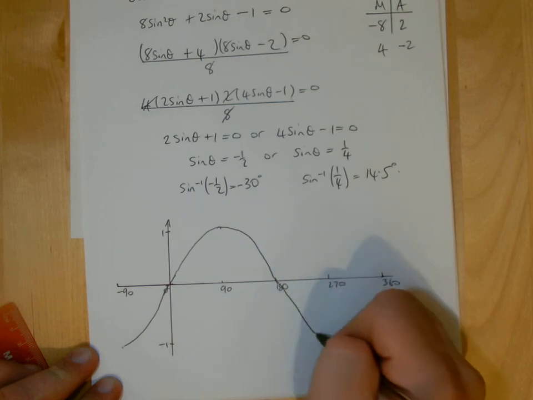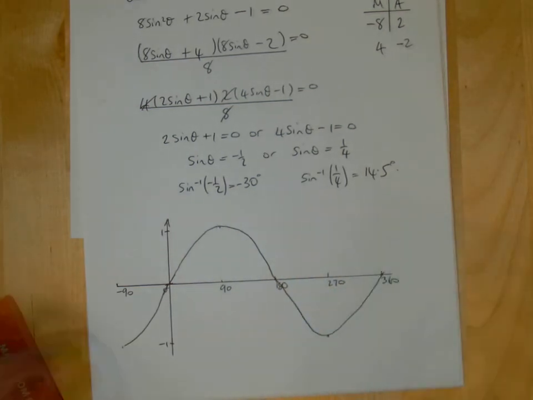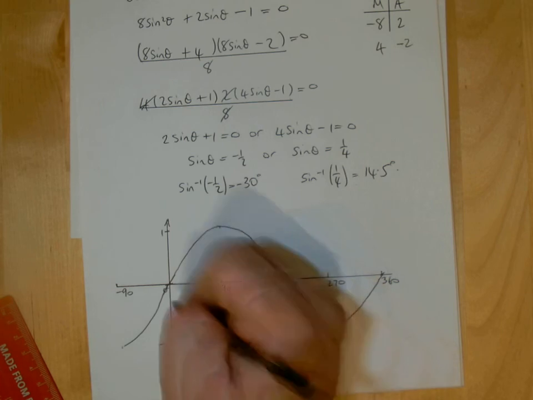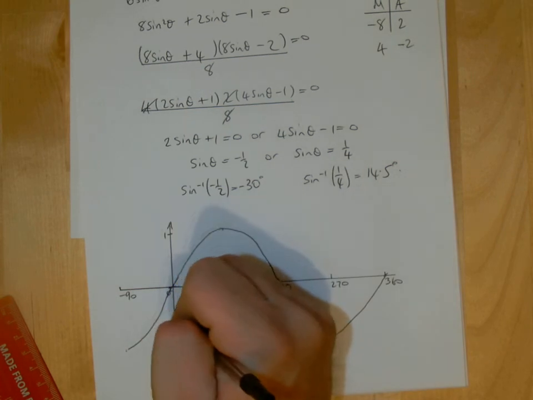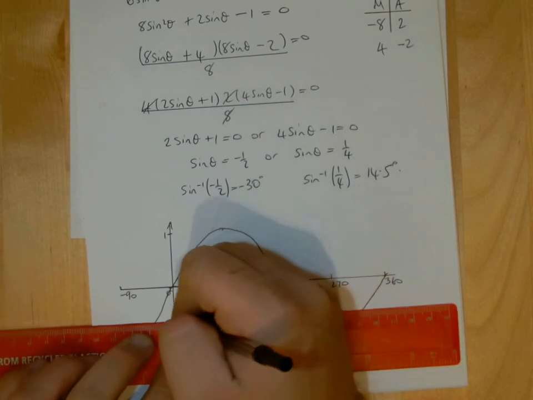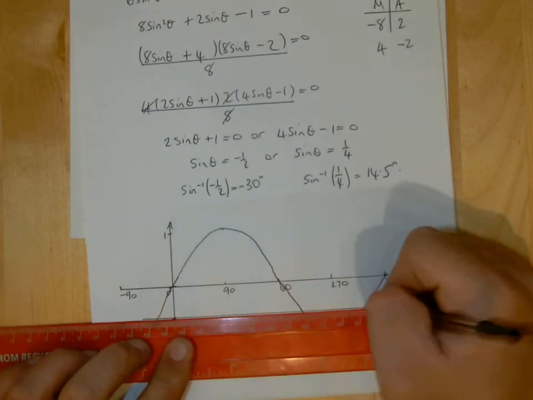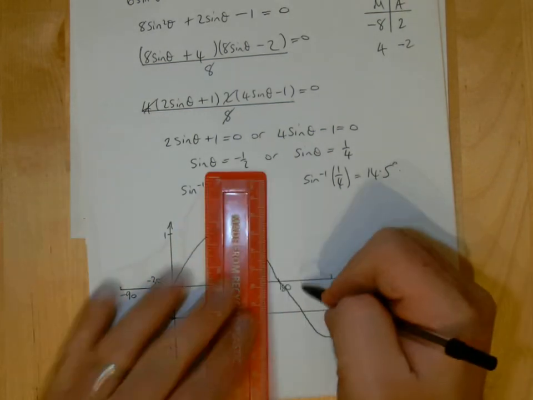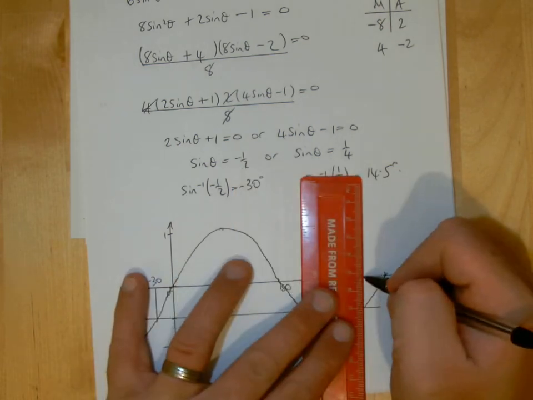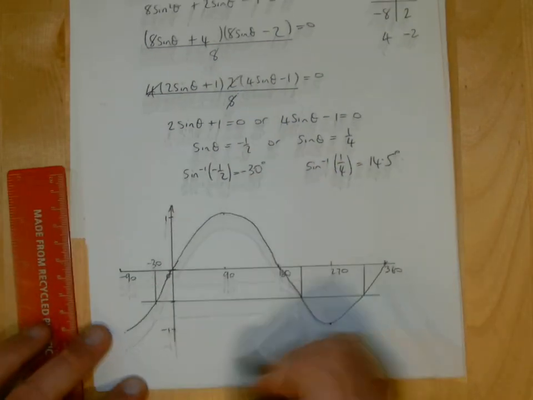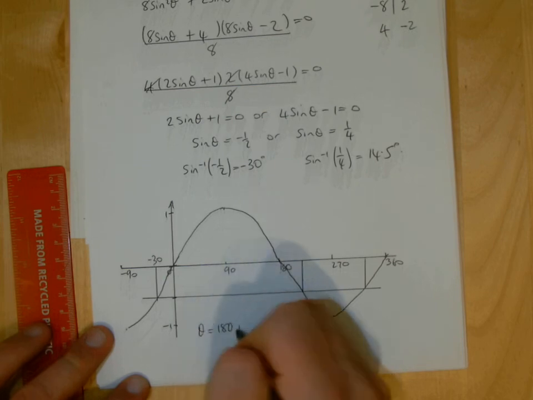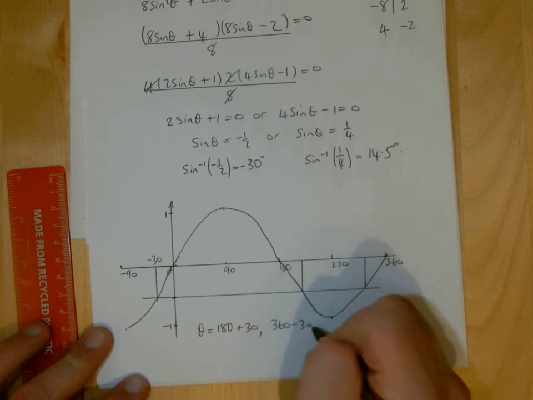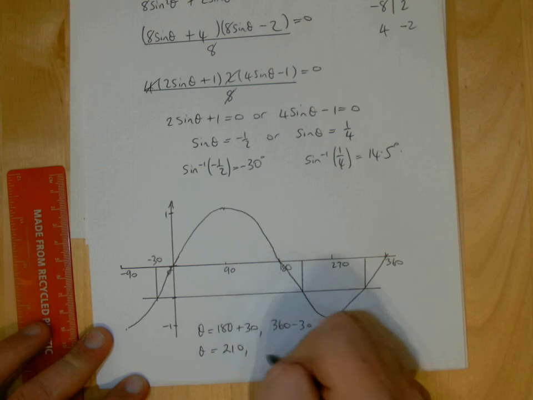So then a nice scale enables us to draw a decent sort of looking sine graph. So the first solution, sine to the minus 1 of minus a half. Now minus a half is here, isn't it? So we draw a straight line across there. So the result we had is minus 30. Of course, that's outside our range, but we can use symmetry to work out the two results we want. So it'll be 180 plus 30. So that would be there. Or 360 minus 30. So we get 210, 330.